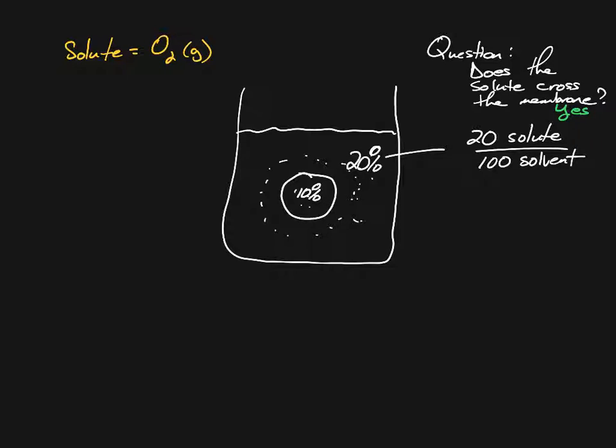So I don't have to tell you yes, do I? Because you should know that if it's oxygen gas, then it does cross. But now what if I change? I can leave everything the same. That's question number one.